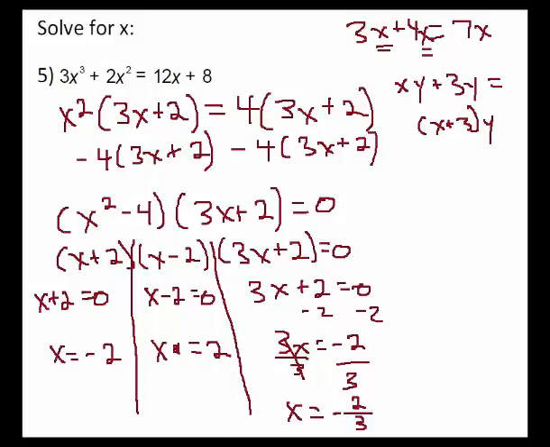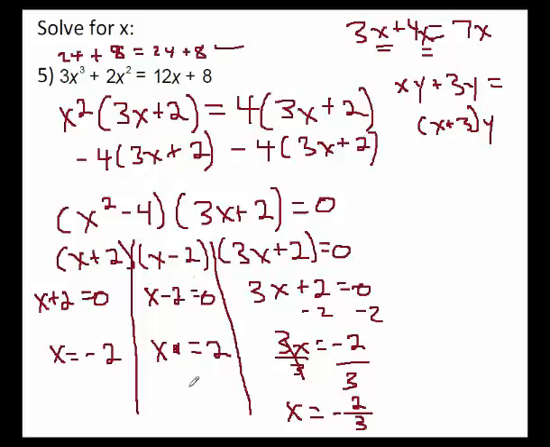I don't know if I want to try this one over here, because that's going to be really complicated. If we try the 2, well, 2 cubed is 8. 3 times 8 is 24. 24 plus, well, 2 squared is 4, plus 8 equals 12 times 2, which is 24, plus 8, which is obviously the same terms.